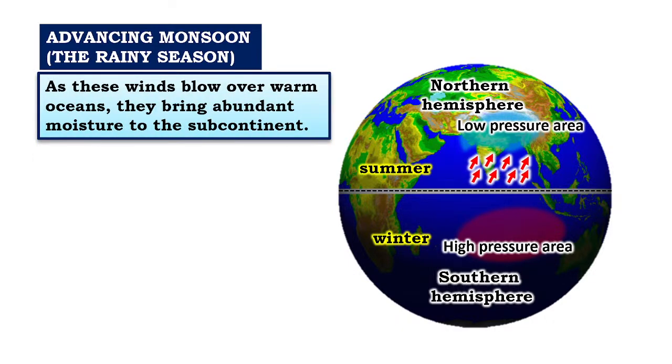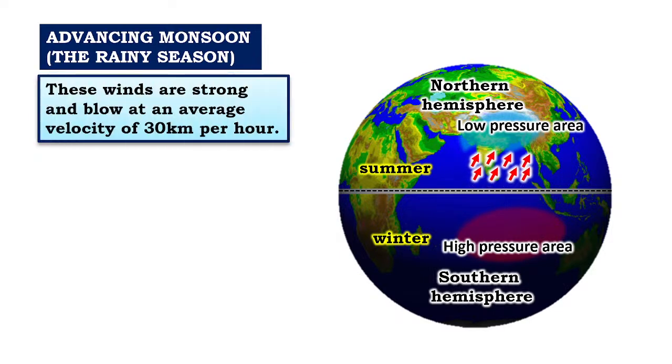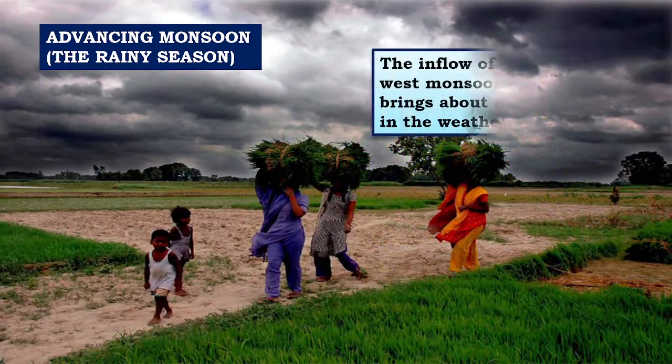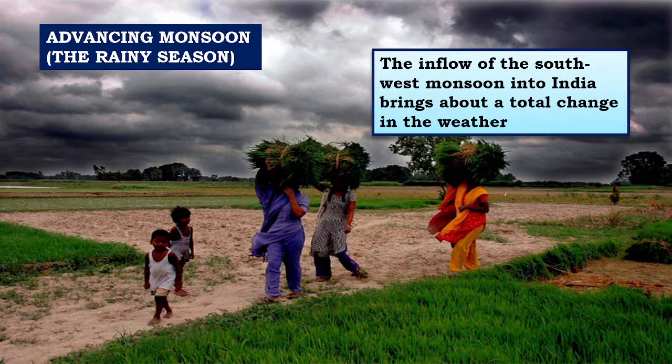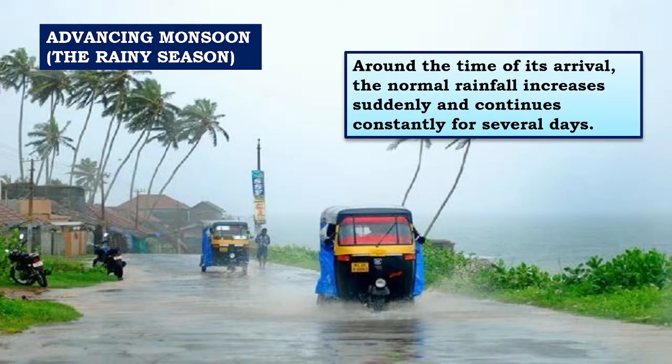As these winds blow over warm oceans, they bring abundant moisture to the subcontinent, and these winds are strong and blow at 30 kilometers per hour. This is how the Indian villages, or the Indian country, look before monsoon. Before monsoon, the black clouds are coming, and people are getting ready for it. This is the southwest monsoon wind.